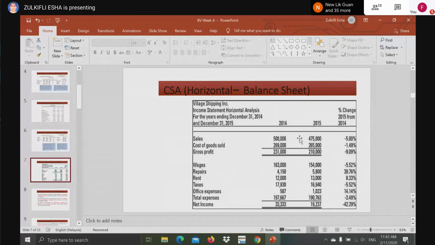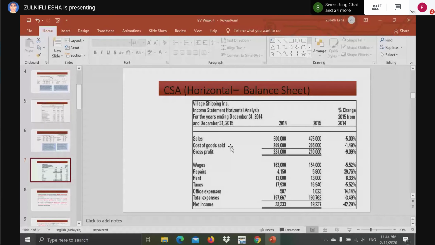Our sales are decreasing. In 2014, the amount of sales is 500,000, but in 2015 it decreased by 25,000 to only 475,000. So if we measure by percentage, it is a 5% decrease from 2014 to 2015.